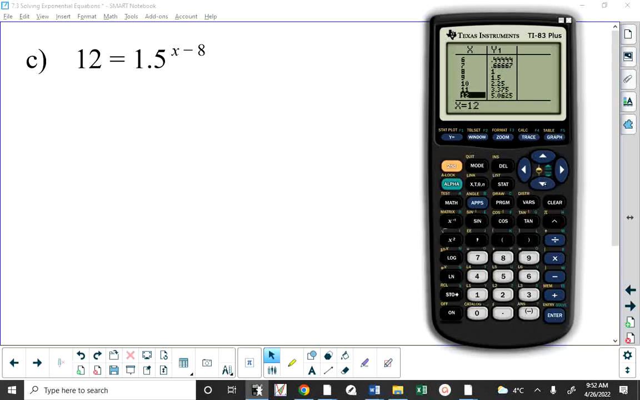To how many of you does it kind of make sense that x must be a pretty big number? Because it's 1.5 raised to x minus 8. We want to get 12 out of that. So I've got to raise 1.5 to a pretty big number to get 12. And to boot, I'm taking 8 away from x before I'm applying that power. So looking up here, I see that it's somewhere between 14 and 15.